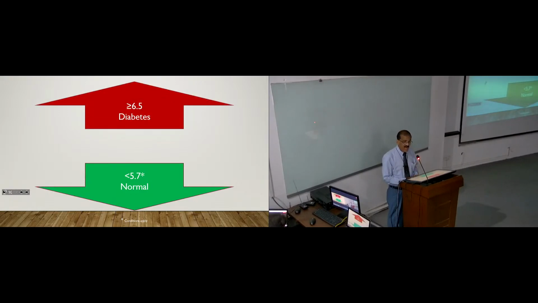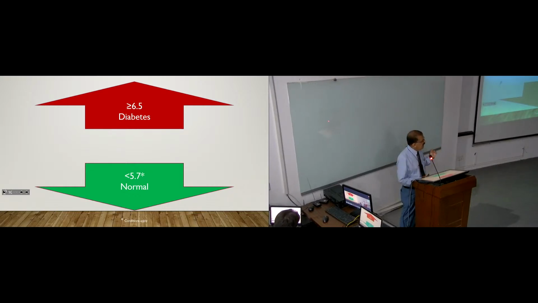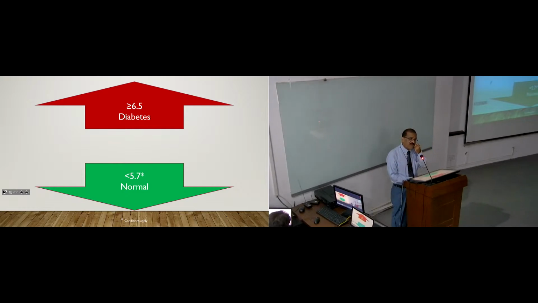And if it is 6.5 or above, including 6.5, you are unfortunately diabetic, irrespective of fasting, non-fasting, morning, evening, whatever time. So if your one single value is more than 6.5, you're diabetic, and if your value is less than 5.7, you're okay. But if it is in between, this is a new category called pre-diabetes. 5.7 to 6.4 is pre-diabetes. This is actually diabetes in the making.